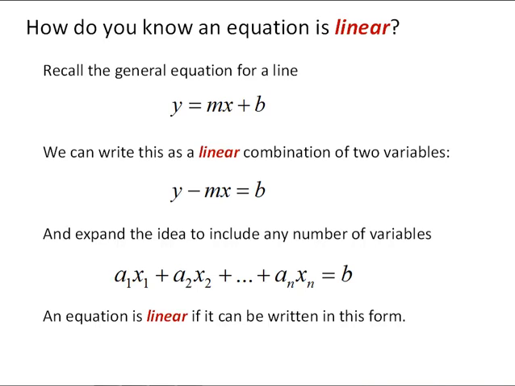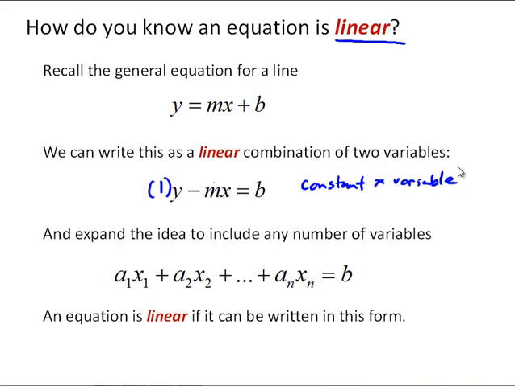So how do you know an equation is linear? And this may be review for you. So recall the general equation of a line, y equals mx plus b, that you learned in algebra. We can write this as a linear combination of two variables where we have 1 times y minus m times x. It's called a linear combination because each variable is a constant times a variable. And the variable is not raised to any power, and it's not a function like a logarithm or a cosine or anything like that.